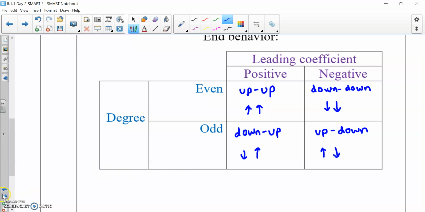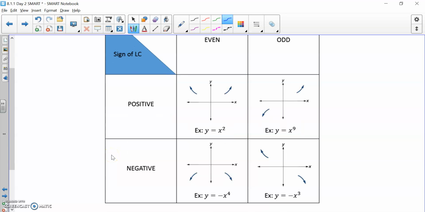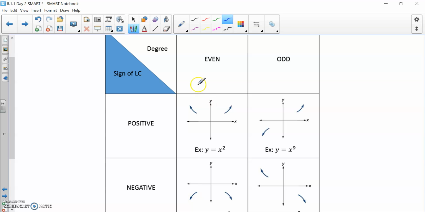And on the next page here, I've also given you another visual to look at. Some people really like this visual. It has some examples as well. So just make sure you pay attention to the fact that this table is a little switched. Here the degree is at the top and the leading coefficient is on the left.